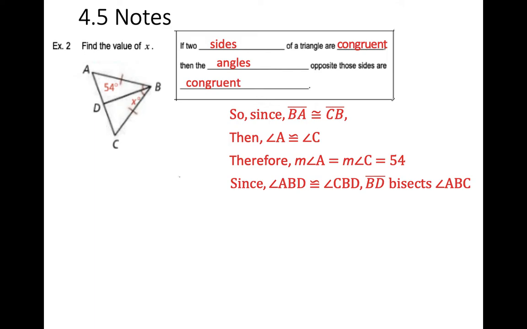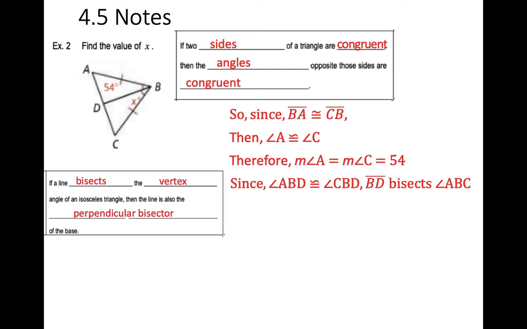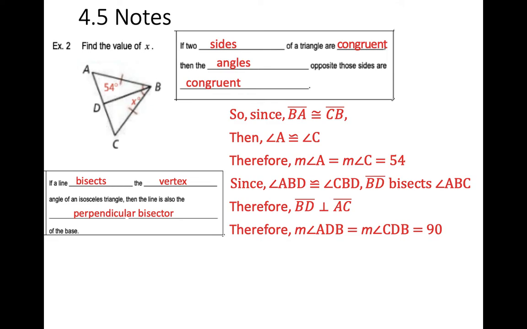And since ABD is congruent to CBD, that means that BD bisects ABC, which, as we just learned, means it's the perpendicular bisector, because if a line bisects the vertex angle of an isosceles triangle, then the line is also the perpendicular bisector of the base. So therefore, BD is perpendicular to AC, which means that both of those angles, ADB and CDB, because those lines are perpendicular, are both 90 degrees.